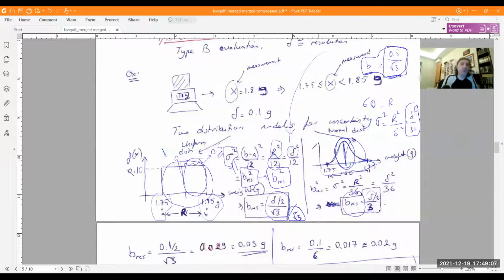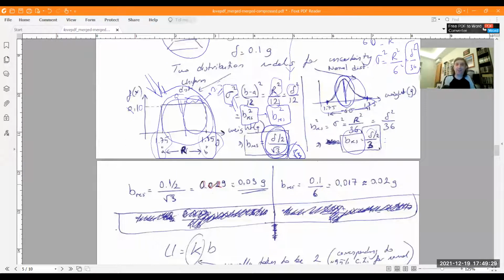That's why my personal choice is to use this one for these systems where the digit after the least significant figure is totally unknown. I prefer to use this one. It has a slightly larger bias by a square root of 3, but I prefer to use that one. Anyway, for this specific example, let's continue by using these two methods. For uniform distribution, the half width is equal to 0.05. Of course, for the other one it is also 0.05. You divide by square root of 3, you obtain 0.025, which is equal to 0.03 grams.